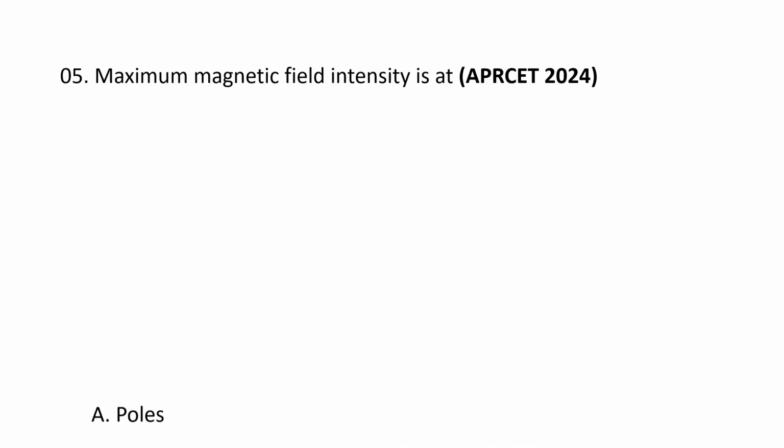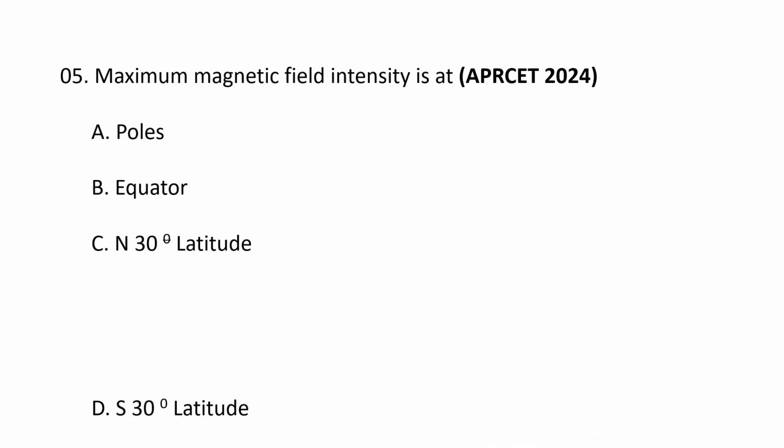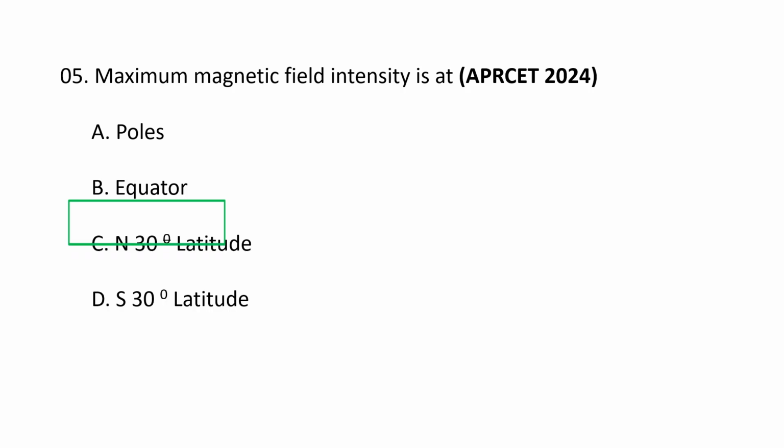Next question. Maximum magnetic field intensity is at A. Poles, B. Equator, C. North 30 degrees latitude, D. South 30 degrees latitude. Maximum magnetic field intensity is at the poles. The maximum magnetic field intensity is at the poles of a magnet, where the magnetic field lines are most dense and concentrated. Conversely, the magnetic field is weakest at the center of a bar magnet, where the field lines are most spread out. A is the correct option.